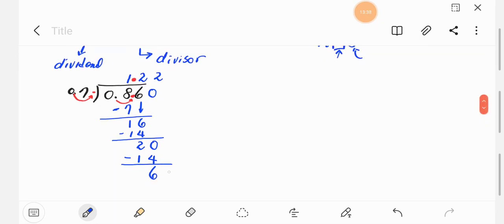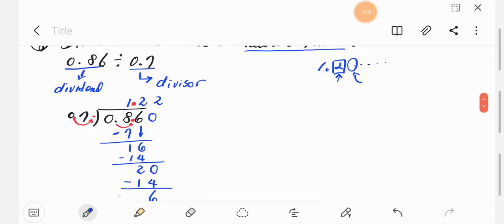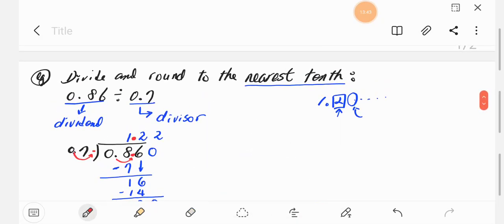From this point, you don't have to go further because this is enough. Because we want to round to the nearest tenth, we need up to the hundredths digit. So this is enough. Since the hundredths digit is less than 5, just leave the tenths digit. So the result will be 1.2. So you can write it like this.